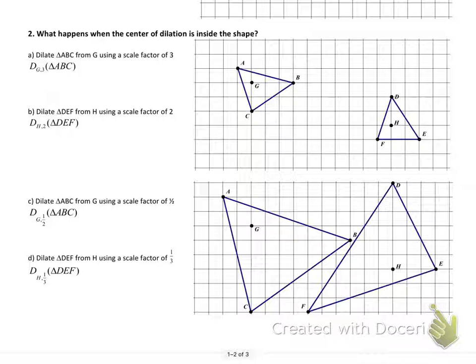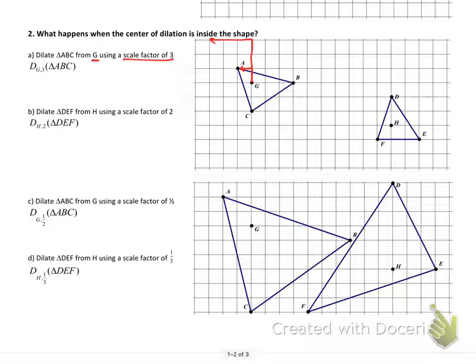So in problem A, G is my center of dilation. I'll go ahead and kind of underline that. So G is the center of dilation. The scale factor is 3. So from G, I know I'm going up 1, left 1 to get to A. So I'm going to triple that. Scale factor of 3. Up 3, left 3 gets me to A prime.